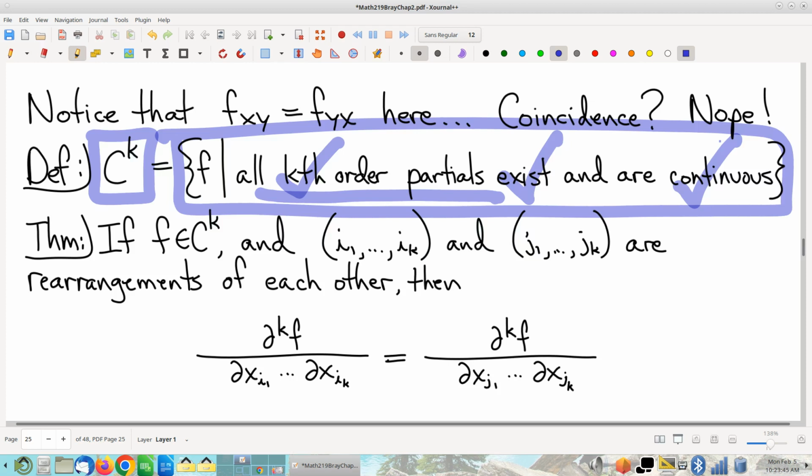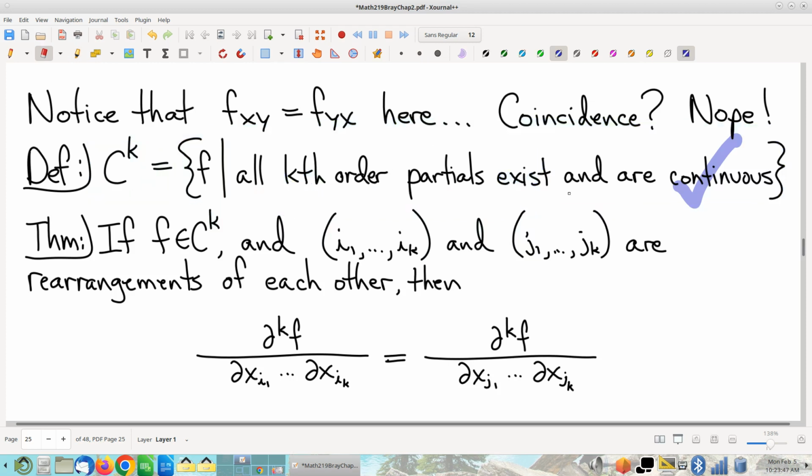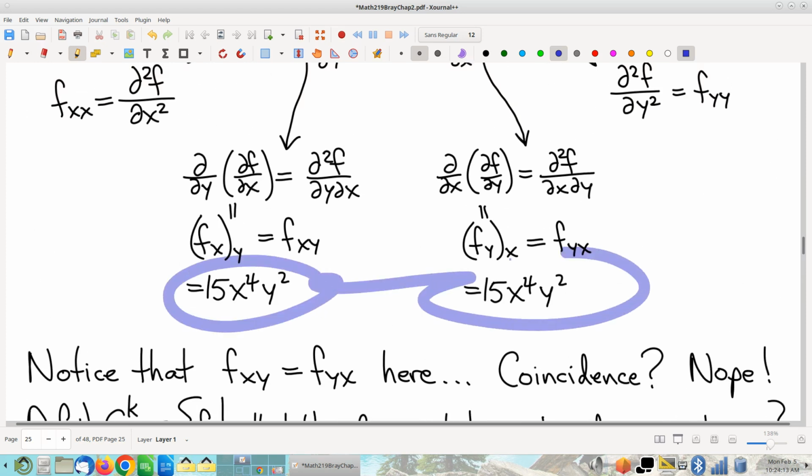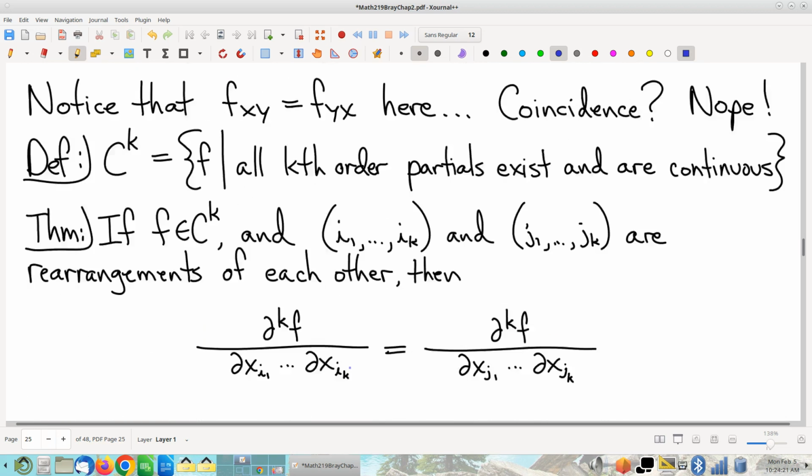So anyway, most of the functions that we're going to deal with in this course are not only C^k wherever they're defined, but are C infinity wherever they're defined. In other words, you can take as many partials as you want, and the results will always exist and will always be continuous. Most functions we're going to see in this course. Okay, so nice little punchline. This little coincidence will, practically speaking, in this class always work out. Okay. All right. So good stuff.